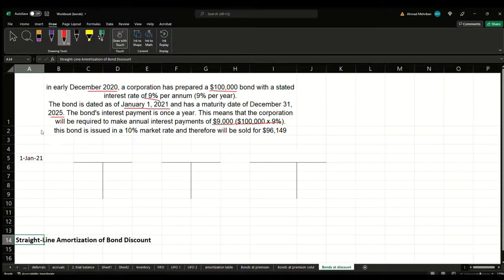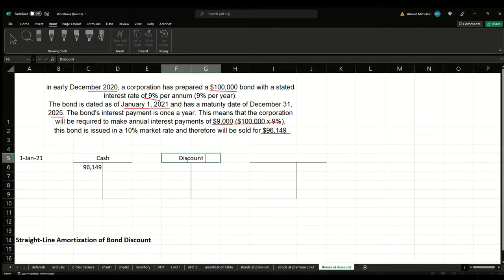Now, in this case, this bond is issued in a 10% market rate, and therefore will be sold at a discount, at 96,149. So here's what's going to happen. We're going to make entries at the issuance on January 1. We're going to issue our bond in exchange for cash, 96,149, because that's the price at which it was sold. We're going to record discount on bonds payable.